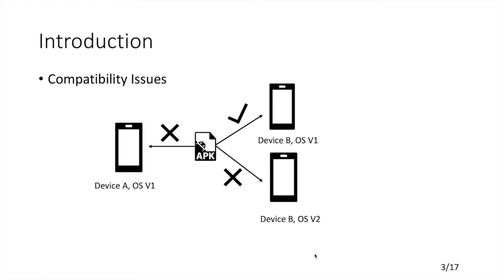features. For example, the Android app could only work properly on device B with OS version V1, but cannot work properly on device A with the same OS version V1, or on device B with a different OS version V2. This type of crash on different OS versions or different devices is what is called compatibility issues.